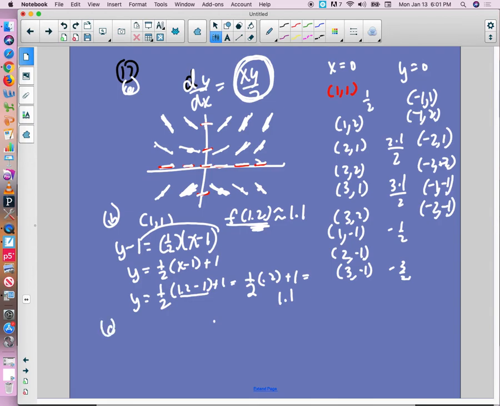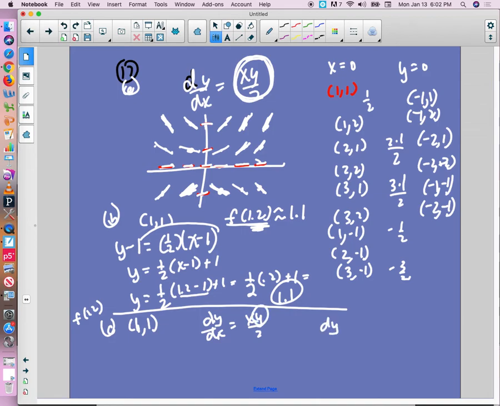Find the particular solution at (1, 1). So now we're actually going to find the equation and fill in f of 1.2, and we're going to see how good this approximation is. So let's do that. Go back to dy over dx equals xy over 2. All right, I'm going to separate my variables.